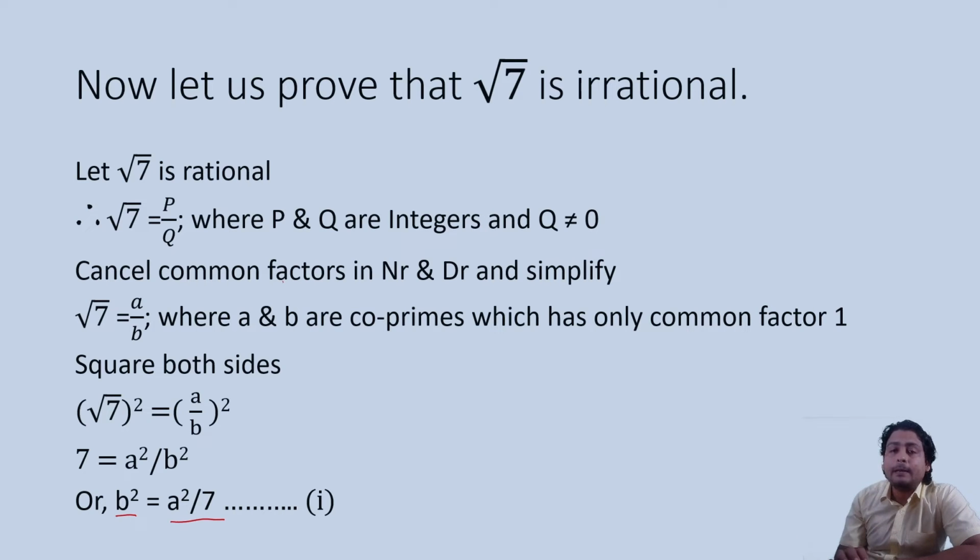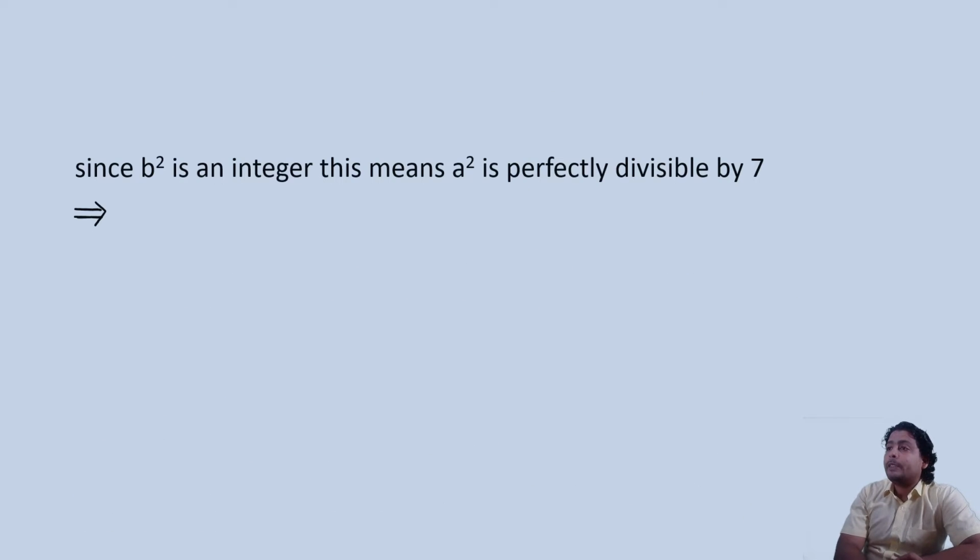So here the divisor is 7 and it must be a factor of a square. Now the next case will be that since b square is an integer, this means a square is perfectly divisible by 7, which means 7 is a factor of a square. Just now we have learnt a theorem that if p is a prime factor of c square, then p is also a prime factor of c.